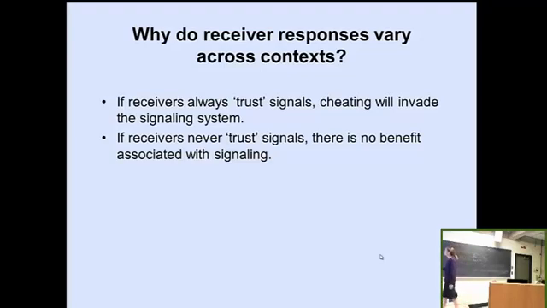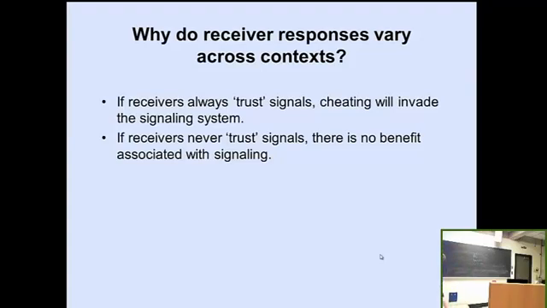And the reason for that is if receivers always trust signals, then cheating can invade the signaling system. If every time a receiver sees a rival, they say, oh, you're saying that you're strong, so I'm not going to fight with you, well then cheating can spread. There's no opportunity for social costs.